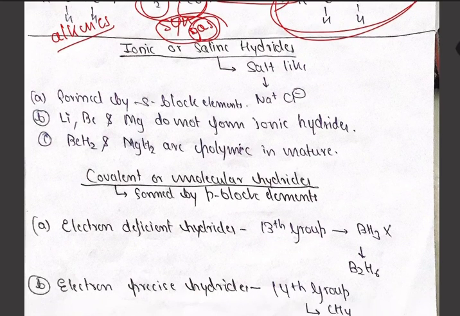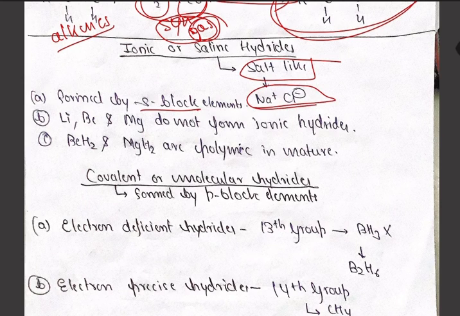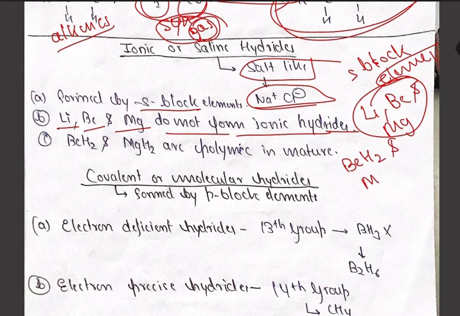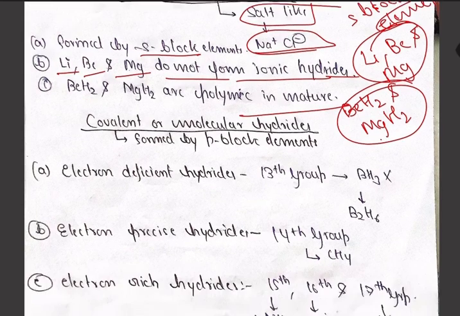Ionic and the saline hydrides. Ionic or saline hydrides are salt-like, formed by the s-block elements, Na+ and Cl-. Ionic hydrides are obviously formed by the s-block elements, and there is an exception: lithium, beryllium and magnesium do not form ionic hydrides. BeH2 and MgH2 are polymeric in nature. These two compounds are polymeric in nature.